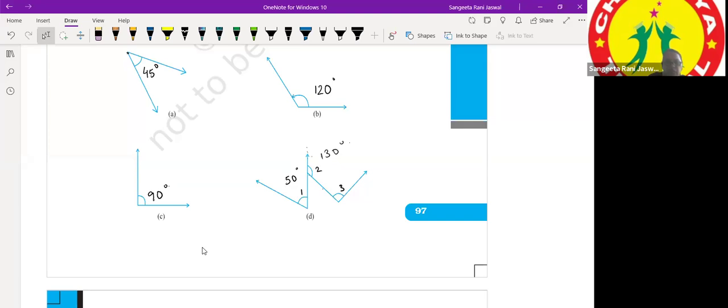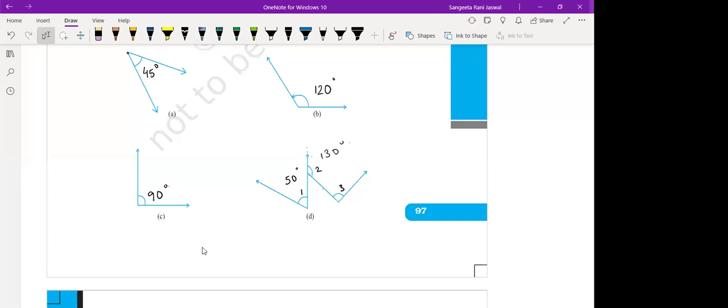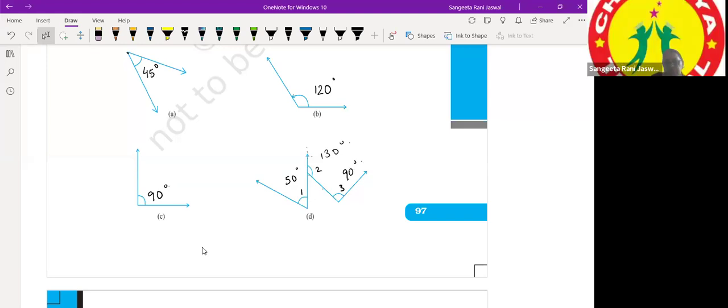Okay, now tell me this one, third, angle number 3. Ma'am, 90. 90, ma'am, right angle. Good. Very nice. So basically you should know how to keep your protractor to measure different angles.